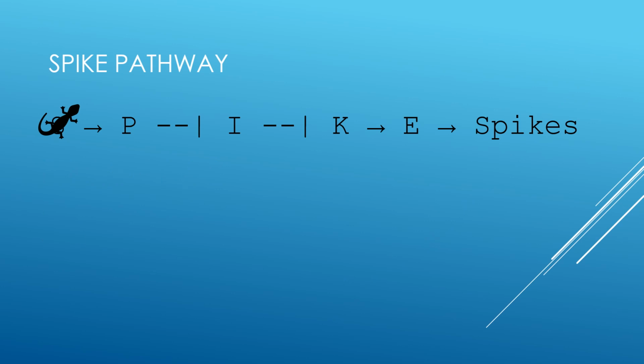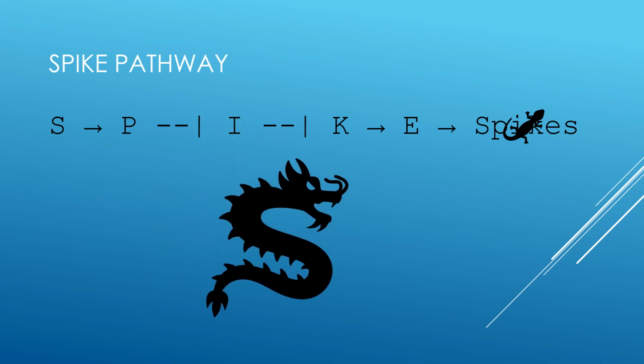Here we see the wild-type pathway to have spikes on the skin of a lizard. Here we can see that S activates P, which therefore stops the activation of I, which then allows K to activate E, which allows spikes to occur. And here we see our cool little spiky dragon lizard.